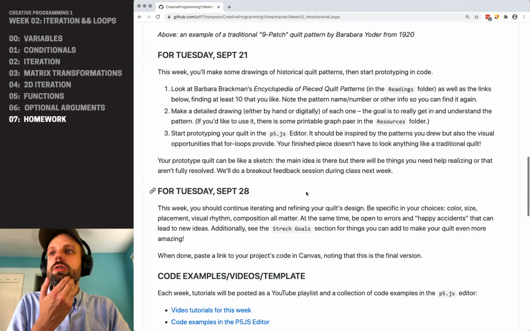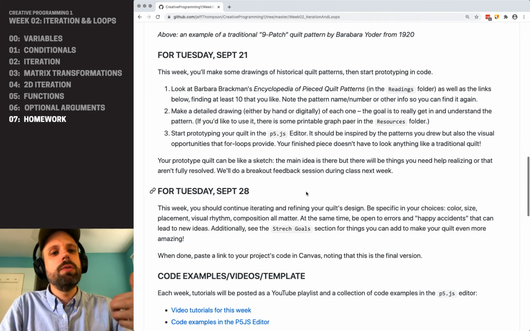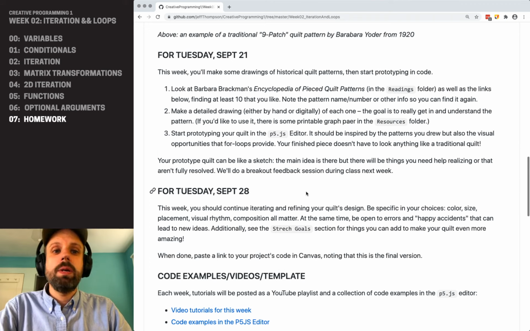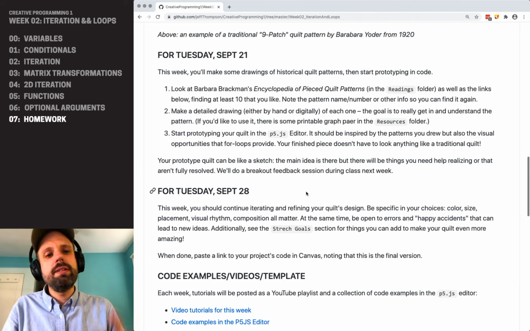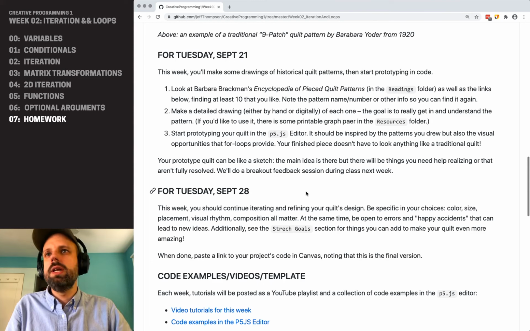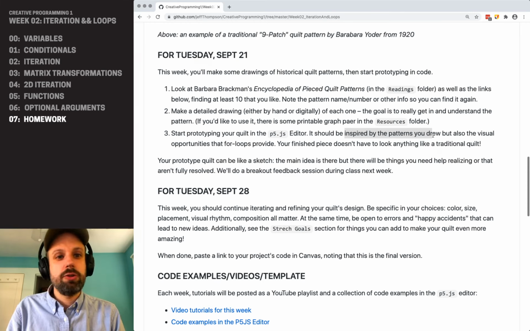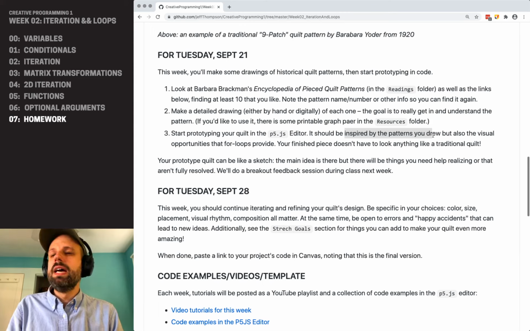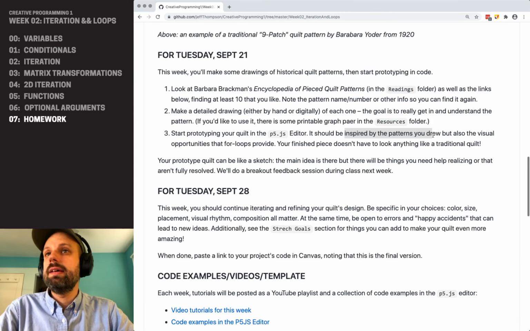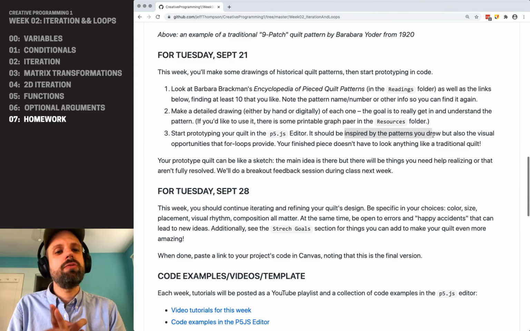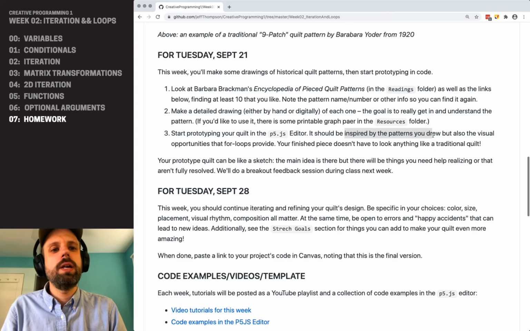Then I'd like you to either photograph or scan those. You're going to upload those to Canvas, and then you're going to start prototyping your own quilt. So I'd like you to think about these ideas of iteration, repetition, pattern, and the idea is that you're inspired by the patterns. You don't need to recreate them, but I want you to make your own thing. It does not need to look like a traditional quilt, though it can if that's fun. So start prototyping and making in p5.js, and that's what you're going to turn in for next time. You're going to make some sketches from historical examples, and then start writing your own code.